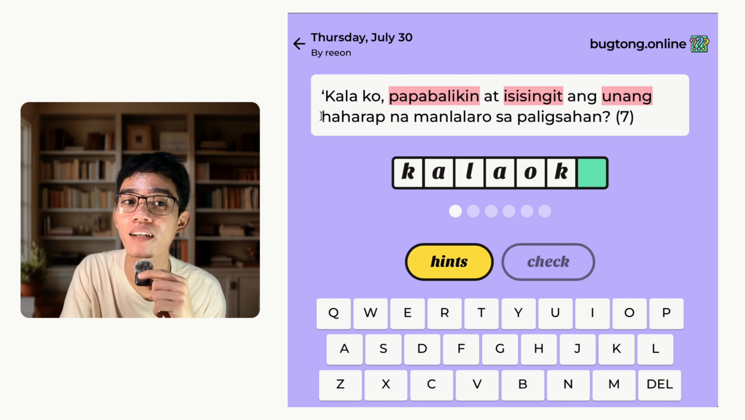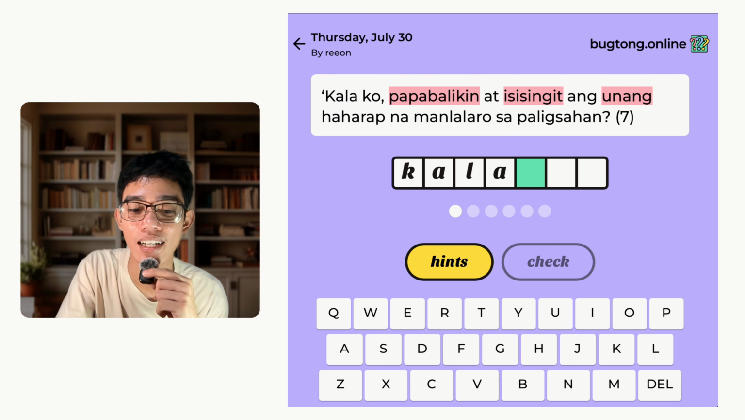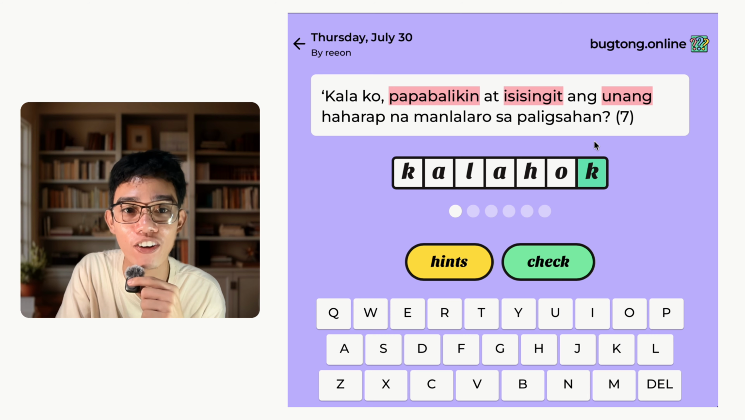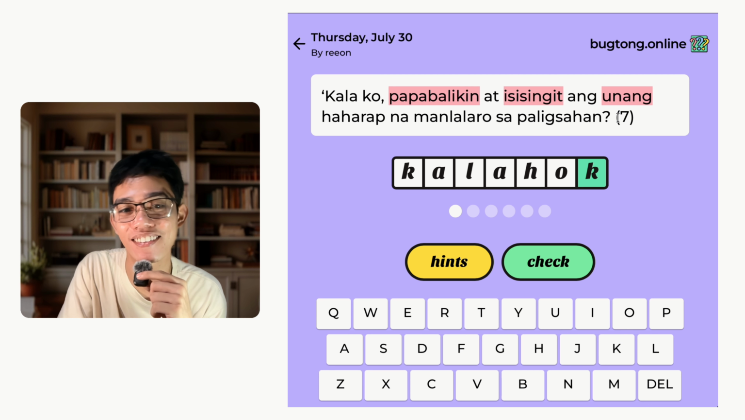So, yung unang ng haharap is letter H kasi yung first letter niya. Haharap, H, and isisingit natin sa kalaok. We'll get the word kalahok or manlalaro sa paligsahan. So, let's check this one.